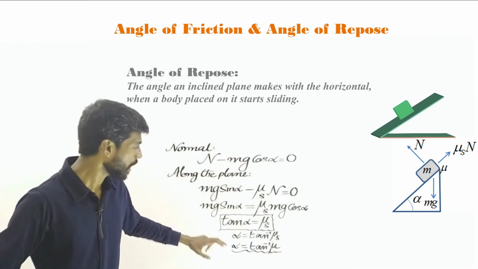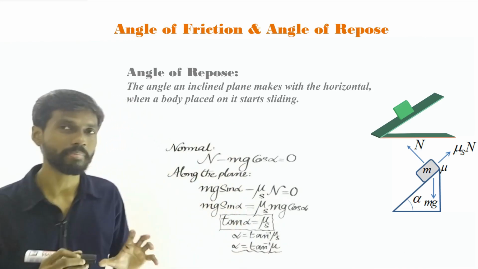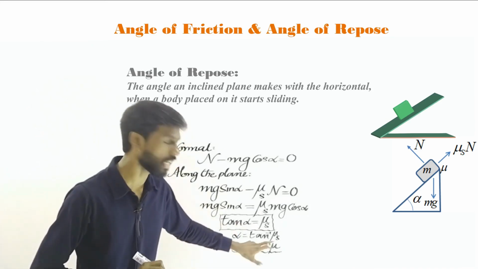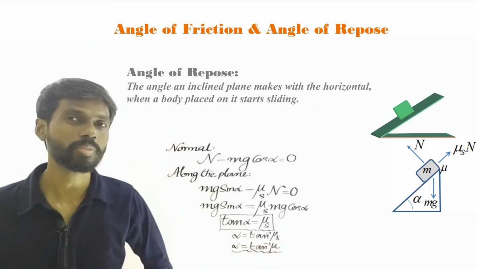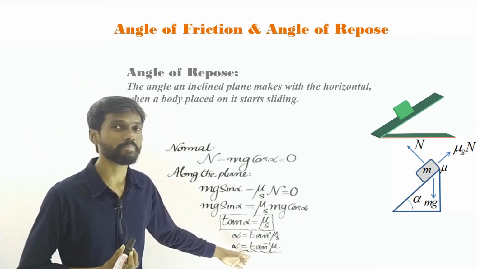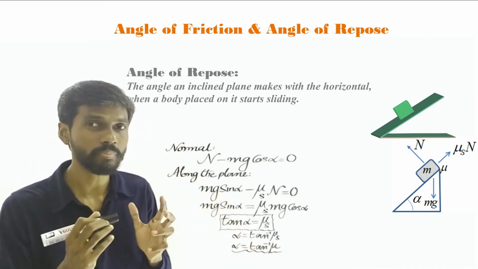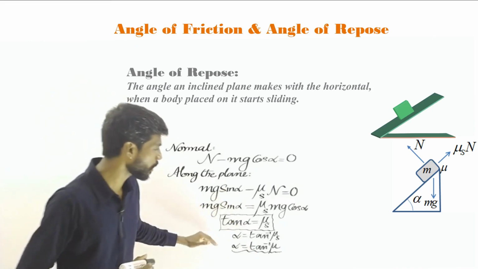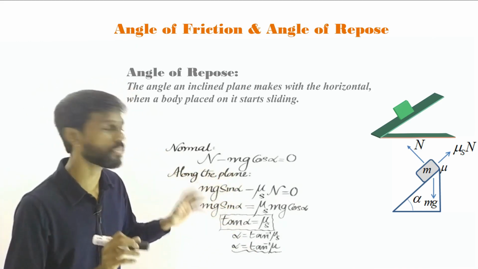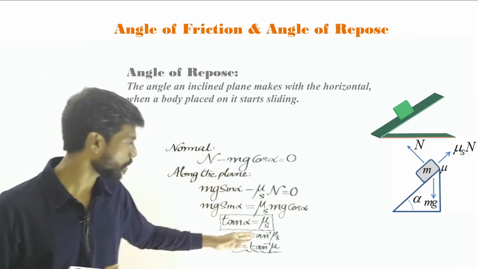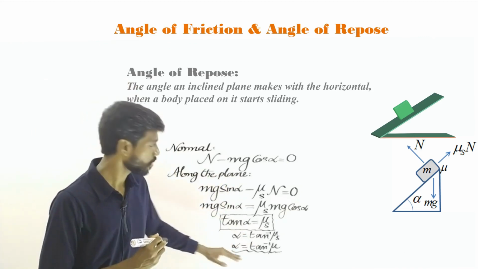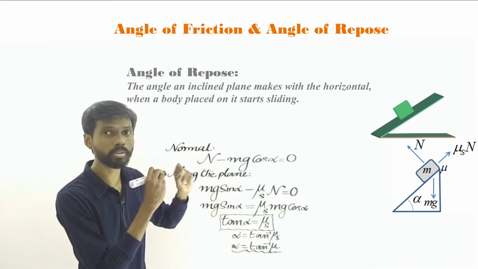But if you observe, this formula is the same as the angle of friction. The angle of friction is also tan inverse mu. Here also we have tan inverse mu, but these two are different angles. Their definitions are different, but the numerical value happens to be the same, tan inverse of mu. This is the minimum value for the block to slide.